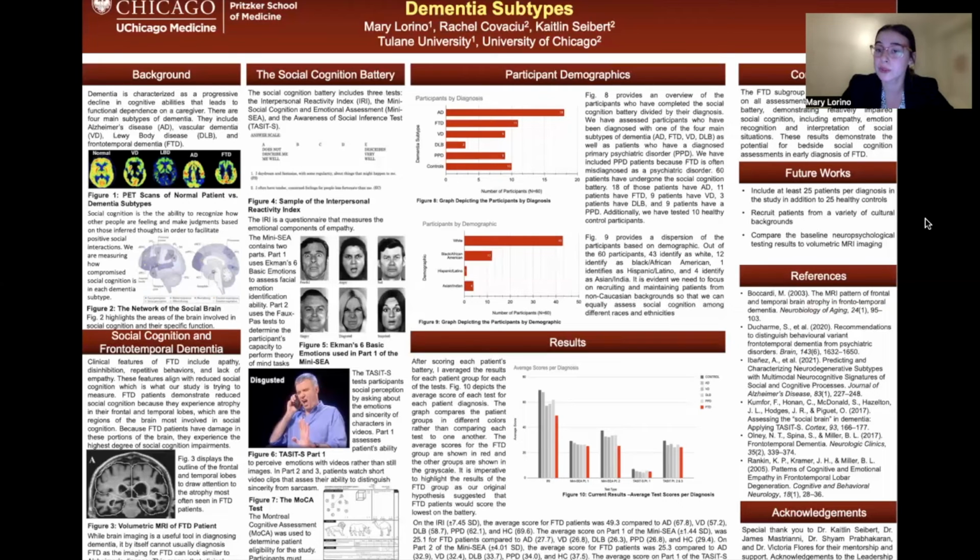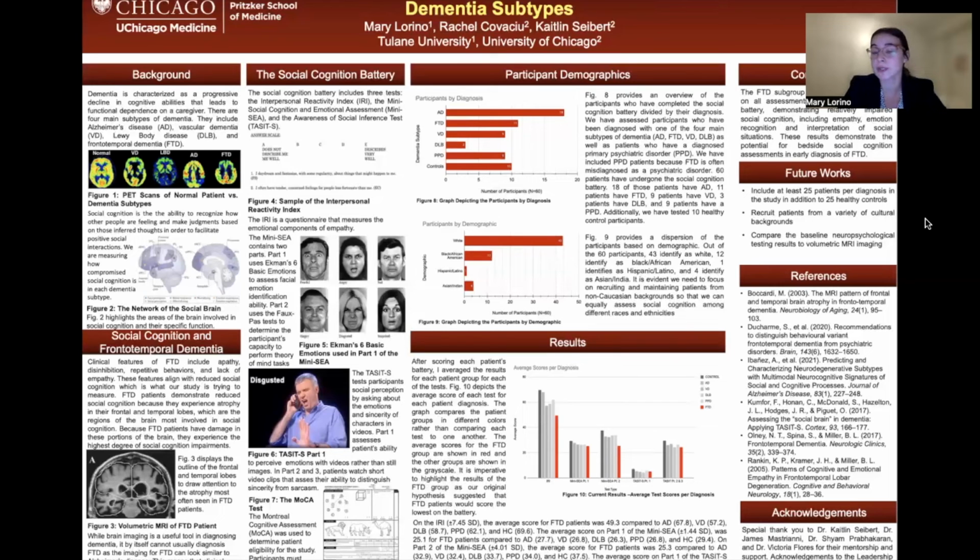And then some future work. We hope to include at least 25 patients per diagnosis in the study, in addition to 25 healthy controls. This will ensure that we have a wide range of robust data for this study. Like I mentioned before, we also want to ensure that we recruit patients from a variety of cultural backgrounds so that we can equally assess social cognition among many different demographics.